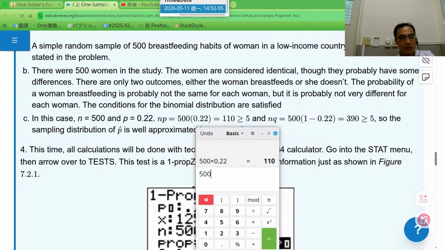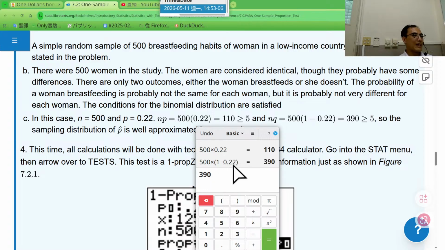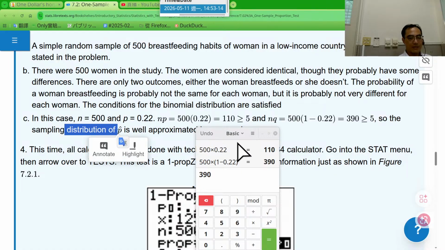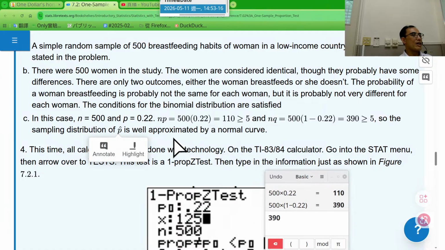500 times 1 minus 0.22, that is 390. 390 is also greater than 5. So the sampling distribution of p-hat is well approximated by a normal curve. And now we can move to the next.